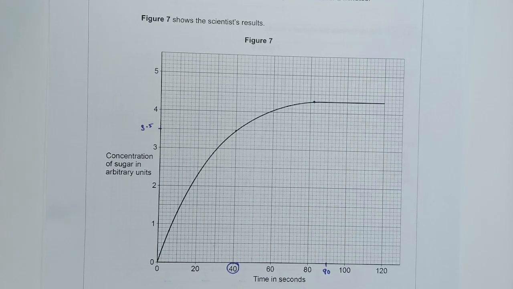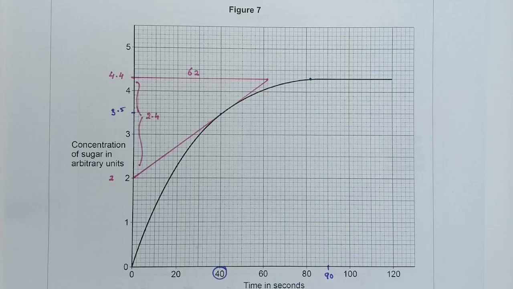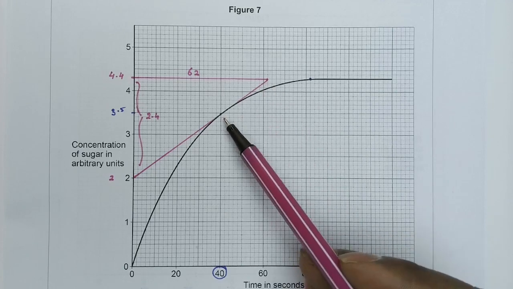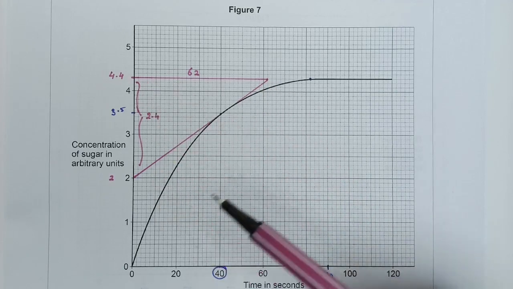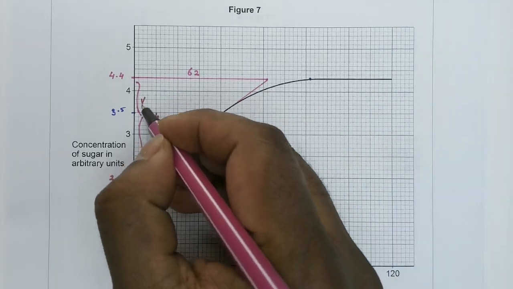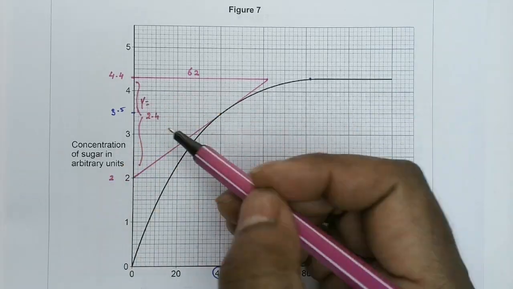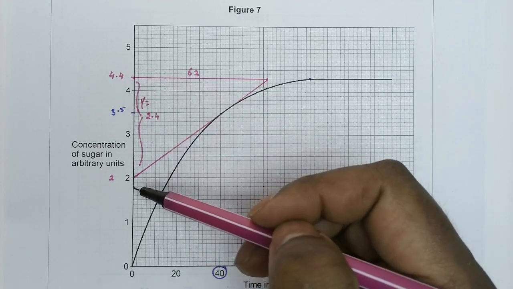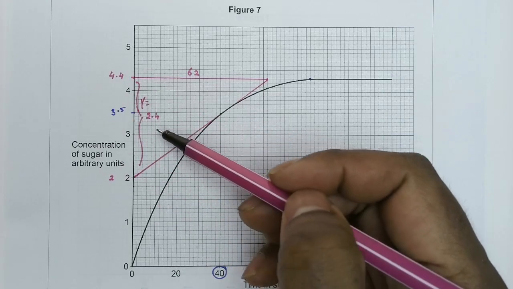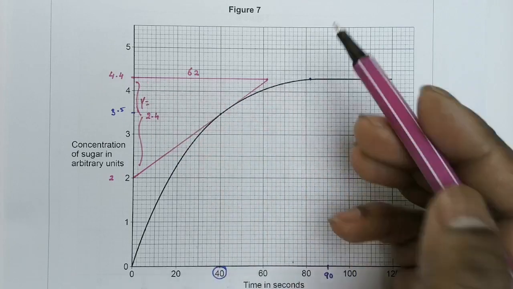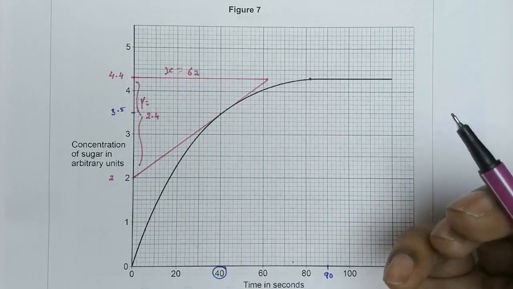Here you need to find the tangent. So let me draw the tangent and then show you. So I've drawn a tangent at 40 seconds, and by drawing a triangle, the value of y is 2.4. So that's 4.4 and it's starting at 2. So I've taken away 2 from 4.4, which gives me 2.4, and the value of x equals 62.